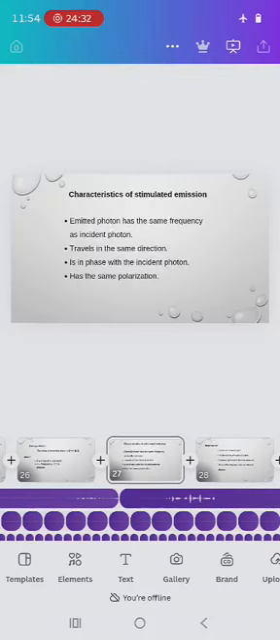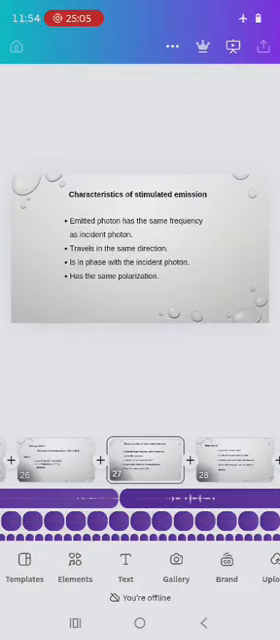The characteristics of stimulated emission: the emitted photon has the same frequency as the incident photon, travels in the same direction, is in phase with the incident photon, and has the same polarization.